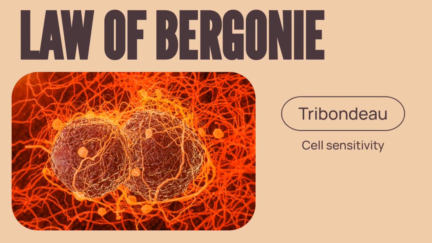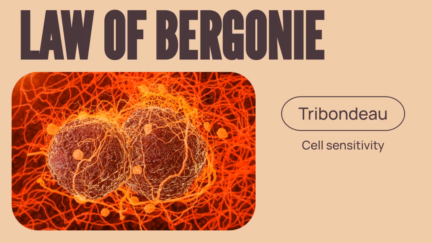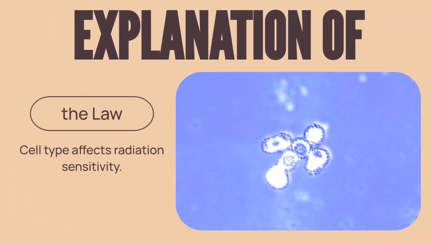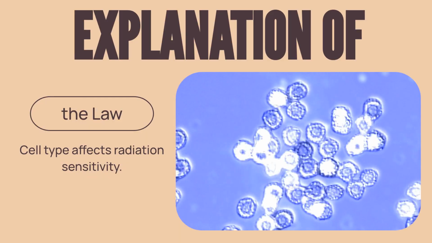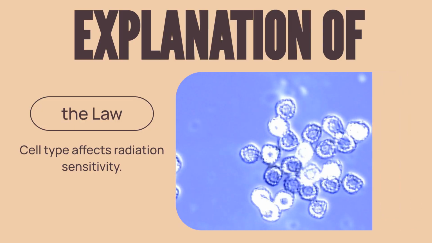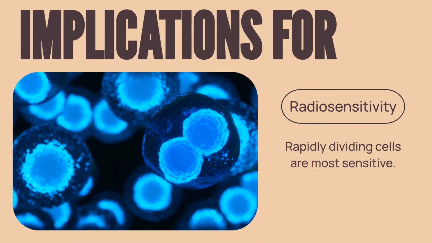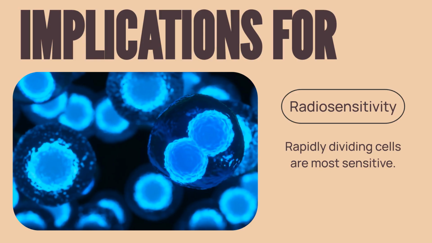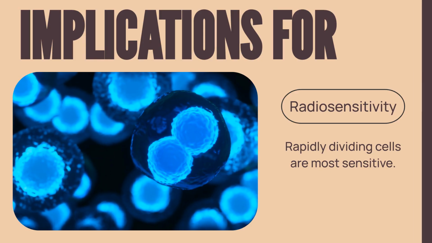First, let's look at the law of Bergonié and Tribondeau, a cornerstone of radiobiology. This law states that the radiosensitivity of cells is directly proportional to their reproductive activity and inversely proportional to their degree of differentiation. This means that rapidly dividing cells, like those in the bone marrow or gonads, are much more sensitive to radiation than mature, differentiated cells.